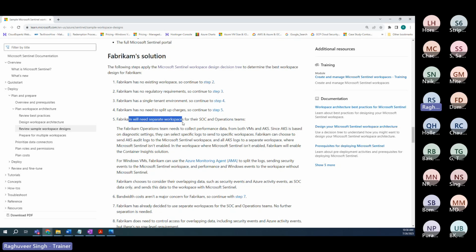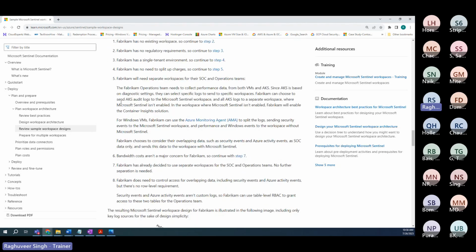Since they will need separate workspaces for their SOC and operations team, now this is where they can take a decision. They can either create a separate workspace or they can configure RBAC at the table level, and they can have data ingested into separate tables, data for the operations team in a separate table, data for the SOC team in a separate table. So here both the options are given.